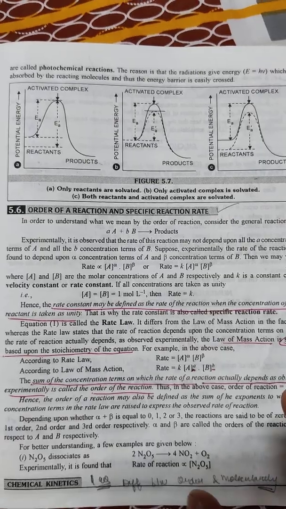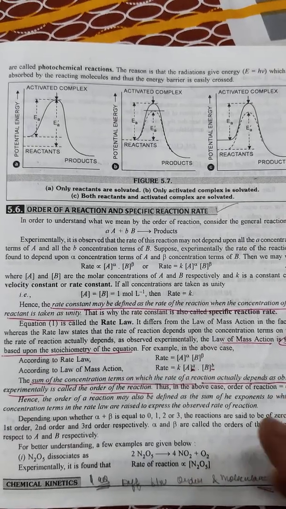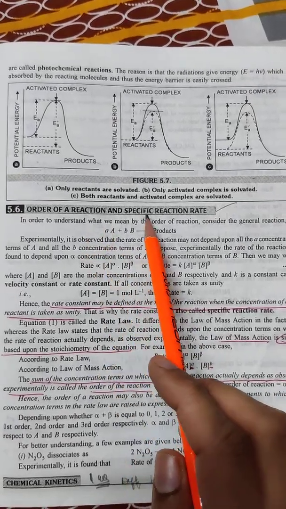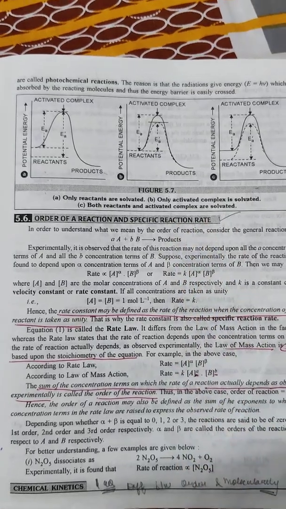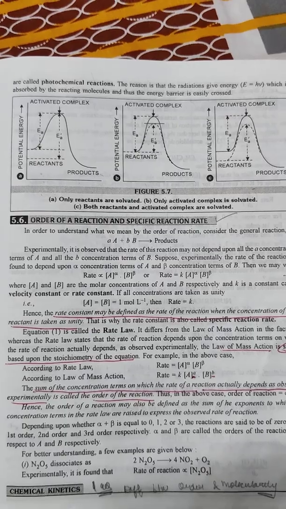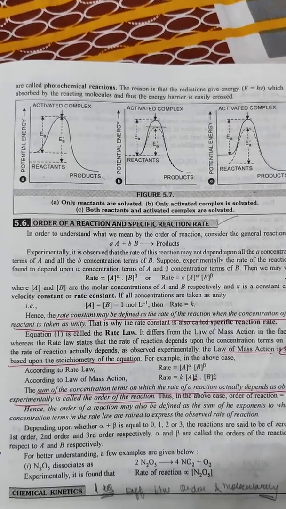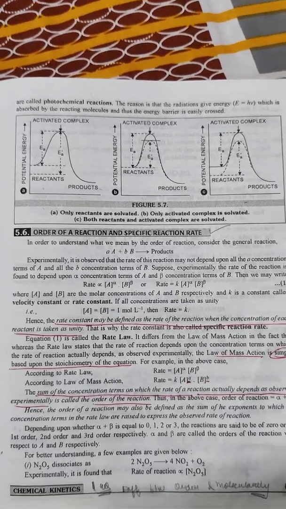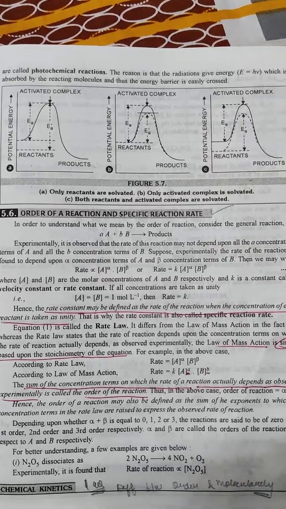So our today's topic under discussion is order of a reaction and specific reaction rate. And this topic is from the chapter Chemical Kinetics, which is in the BSc first year syllabus. So what is the order of reaction?